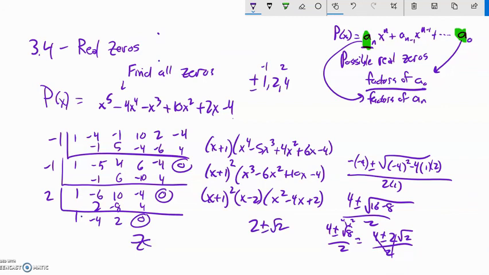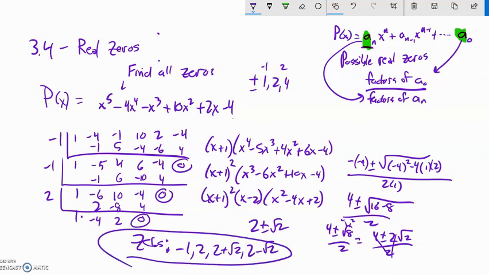So my zeros are negative 1, 2, 2 plus root 2, and 2 minus root 2. And if I go back and check that 2 plus root 2 and that 2 minus root 2, I can see where that falls on the graph and make sure that it matches the point. All right, that's how we're going to go about finding real zeros.